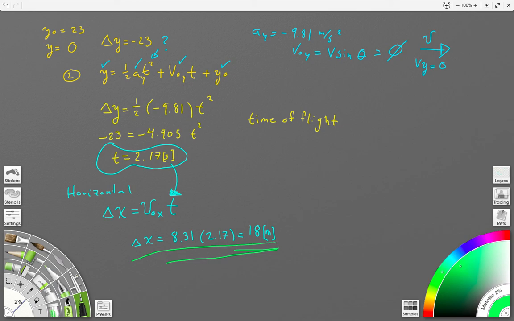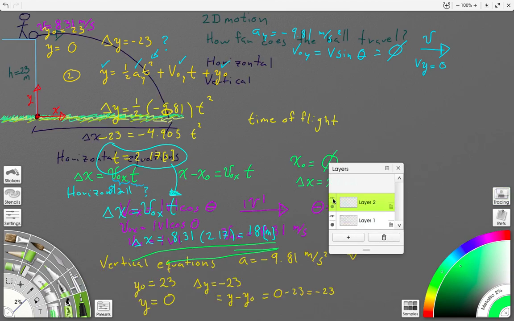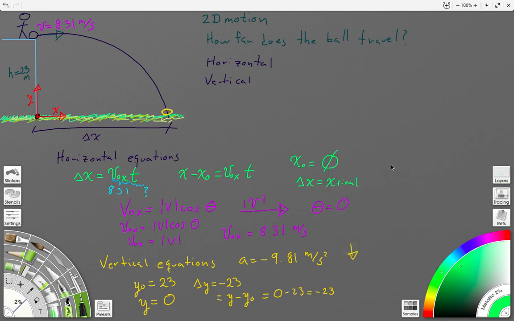But let's look at it from the problem. Let's look at the original drawing. So the first thing that I did was I calculated how much time it takes for this ball to go from this position till this position. How much it takes for this ball to actually fall. That time, how much was it? 2.17 seconds it took for this ball to fall from this position to this position, which is also the same amount of time that it spends in the air.